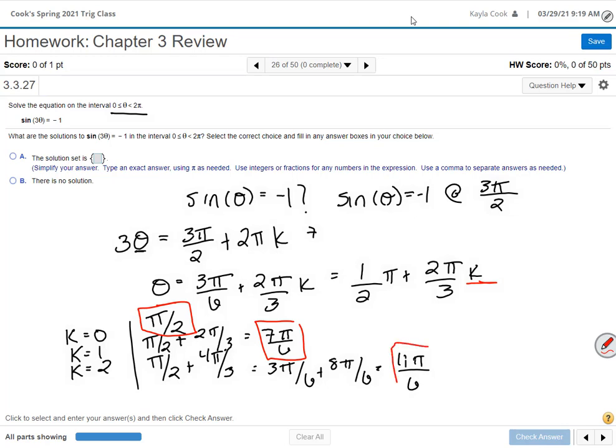Okay? But I guarantee you if we go up to k equals 3, then that will be over 2 pi. So those are my 3 solutions. Notice how, and this may not happen every single time, but it sometimes does show up as a pattern. When my argument was just theta, I had one solution, but when I added 3 times theta as my argument, that 3 there changed my period, and now I'm going 3 times as fast around the unit circle. So now I have 3 solutions. Okay? So that's number 26.